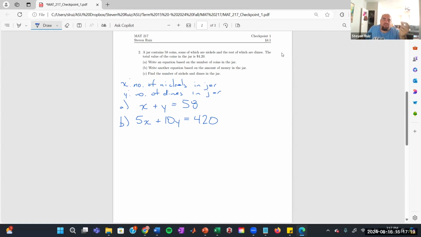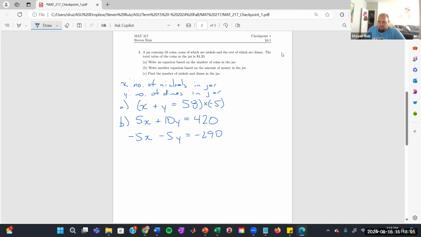Part C, find the number of nickels and dimes in the jar. Essentially, I want to solve for x and y. A couple ways to go about this. We can do substitution or elimination. You could do substitution, but I just did that for the last question, so I would like to show you what elimination looks like. I'm going to take this top equation and multiply all of its values by -5. That's not the only way to do this, but I believe this will work. So that gives me -5x minus 5y equals whatever -5 times 58 is, -290.